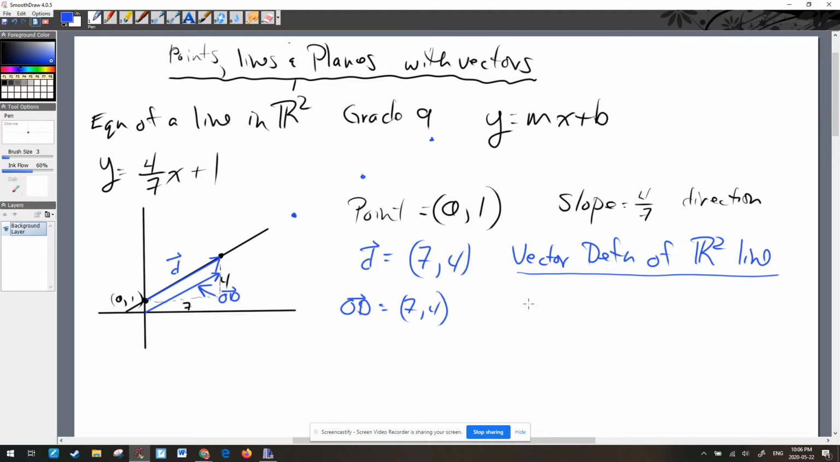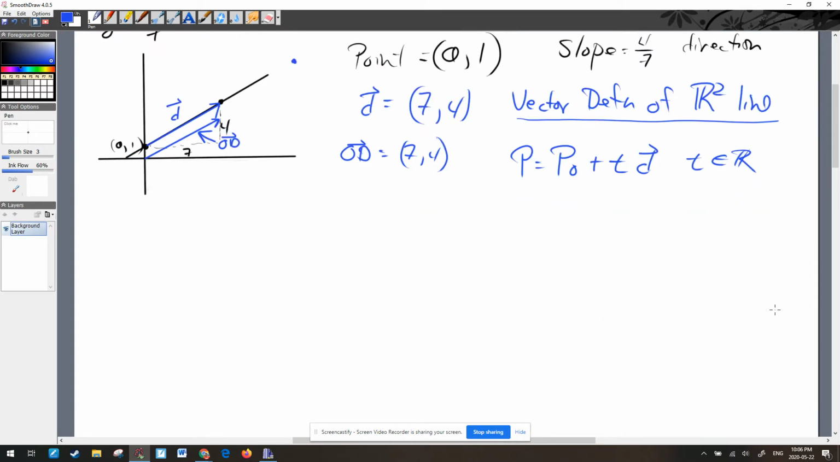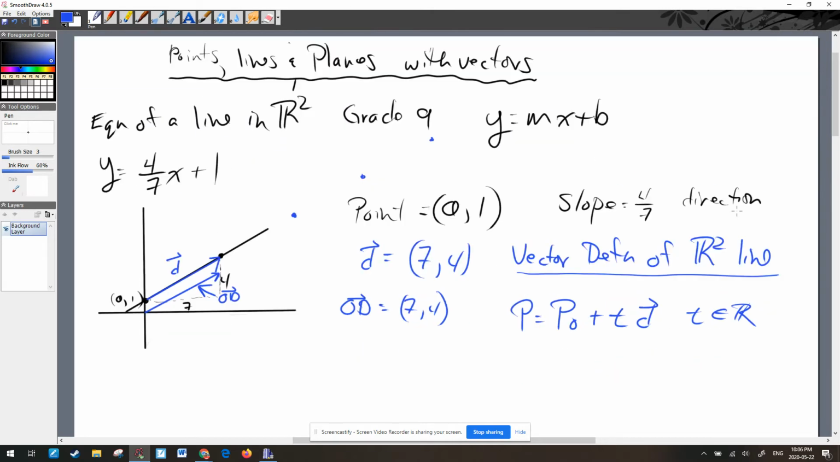So we're going to say that P, and I'm going to talk about that in a second, is equal to P naught plus T times vector D, where T is a member of the reals. So, that doesn't strike us as anywhere near as nice as what we used to do up here. However, P represents any, alternatively, every point on the line.